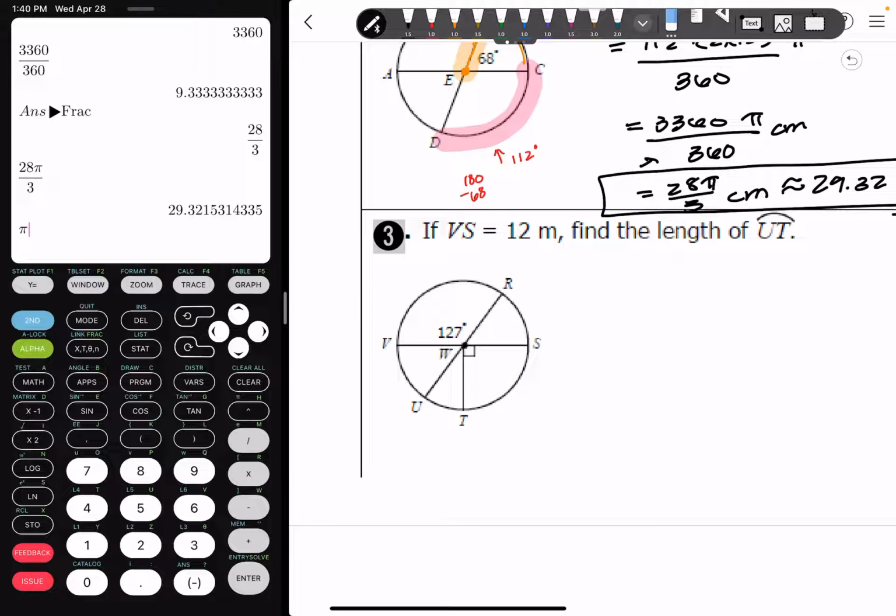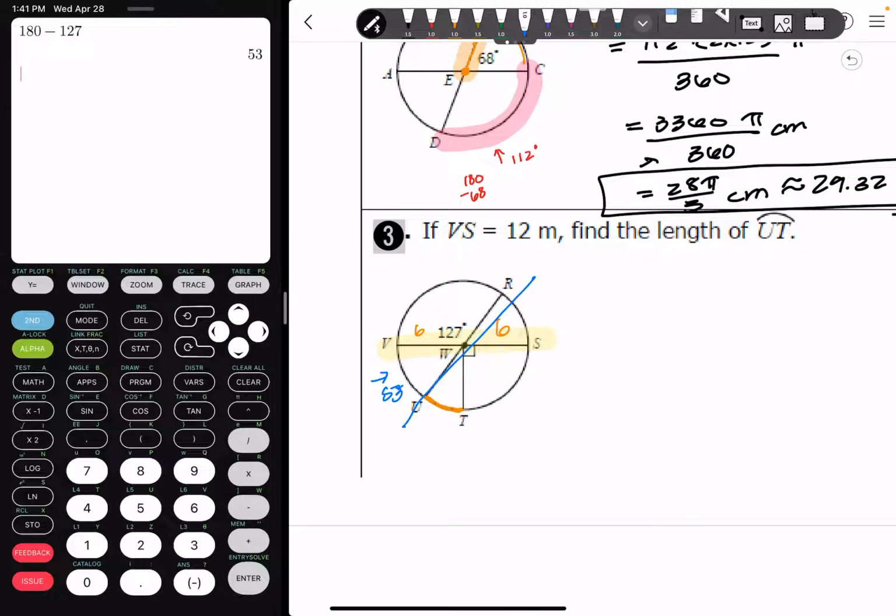Okay. Find the length of arc UT, and we know it's going to be small. So let's figure this out right here. This one, it requires a little bit more work. This entire thing is 180. So that means this thing right here is going to be 180 minus 127, which gives us 53 degrees.